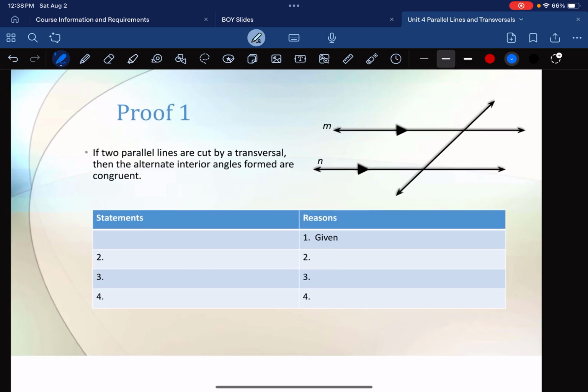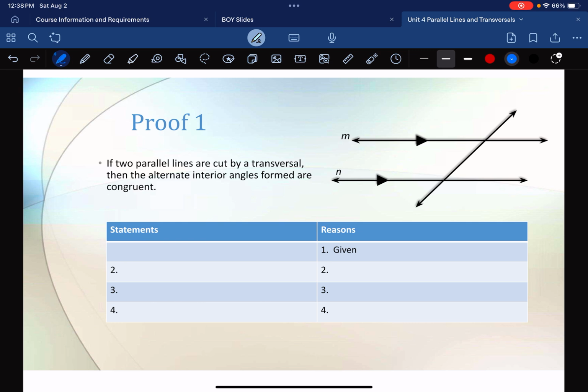Well, how do we know it's true? I'll show you a couple of proofs here. If two parallel lines are cut by a transversal, that's M and N, and notice the parallel marks here, then their alternate interior angles are congruent. So I'm going to number a pair of alternate interiors. Right here they are, 1 and 2. Okay? So why is that true based on what we know?